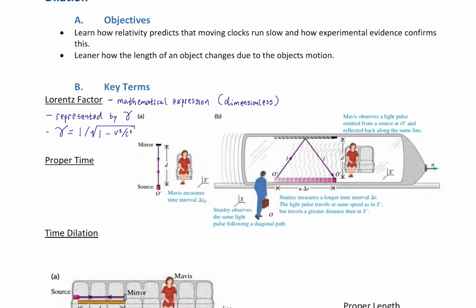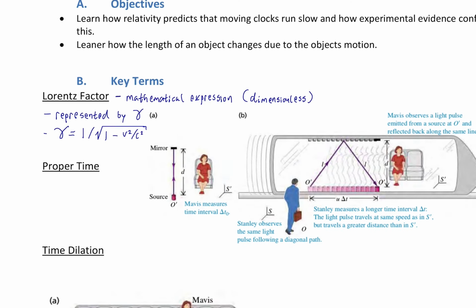Now, I don't typically give formulas in the key terms, but I want to get out of the way that we're defining the Lorentz factor. It's 1 over the square root of 1 minus this ratio. So it really is practically a ratio of velocity squared over the speed of light squared, where velocity is the reference frame speed. So v is the speed of the reference frame.